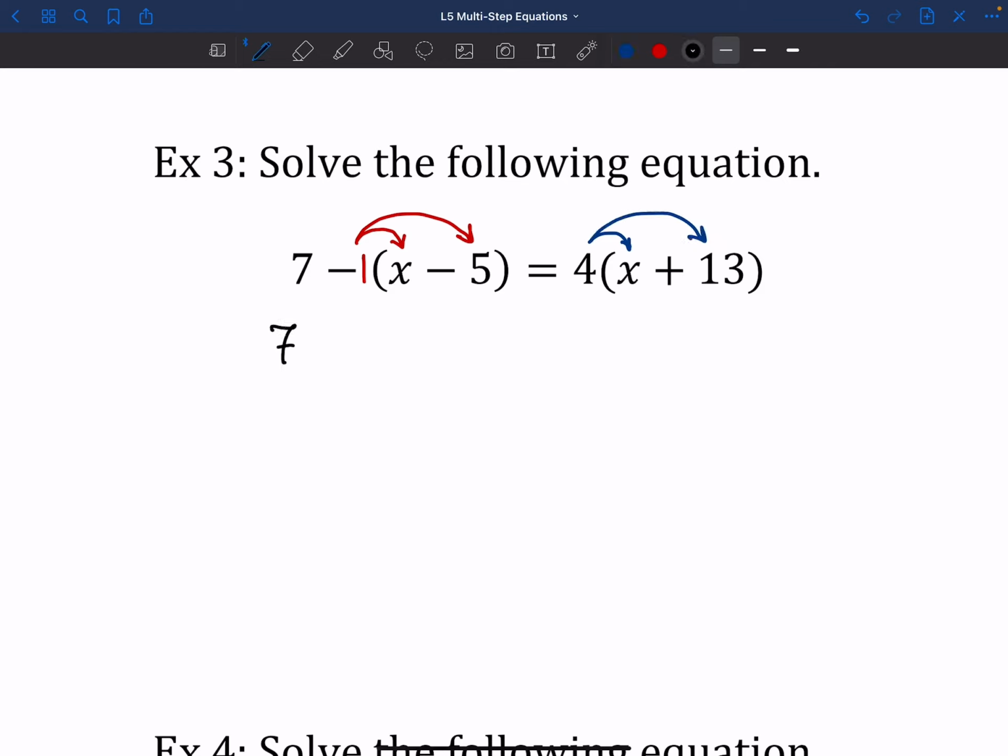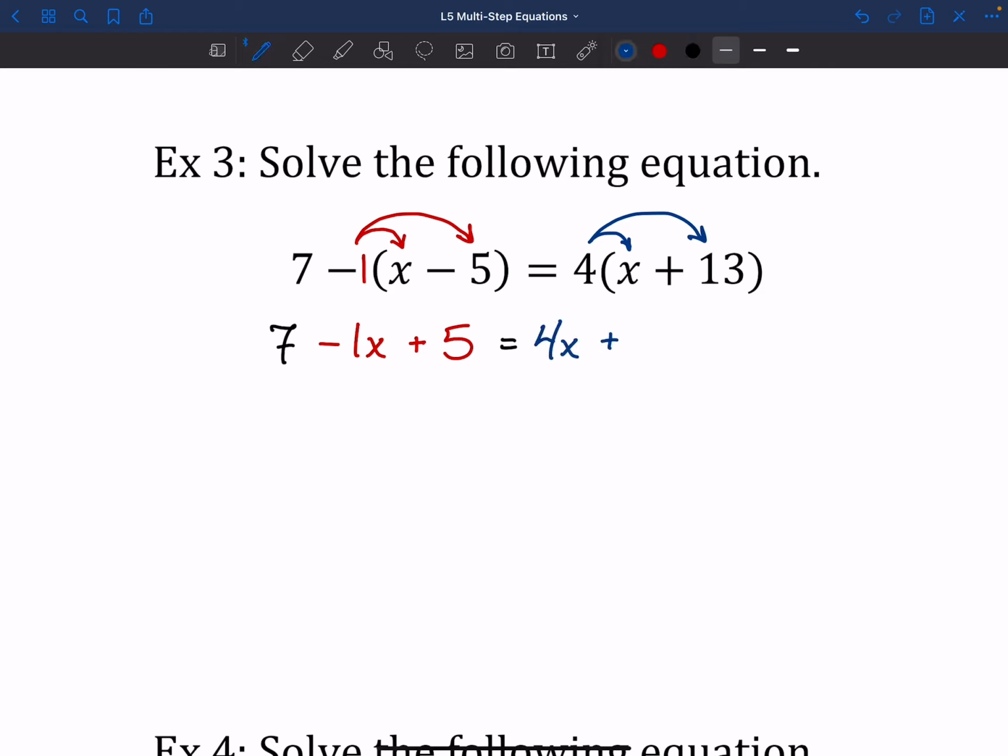Okay, so over in the red, right, we got 7 over there hanging out. Negative 1 times x is negative 1x. You could leave the 1 in there. You could just write it as minus x. Either one is fine. And then negative 1 times negative 5 is positive 5, so I'll have a plus sign there. Over on the right side, 4 times x is 4x. 4 times 13 is going to give us 52.